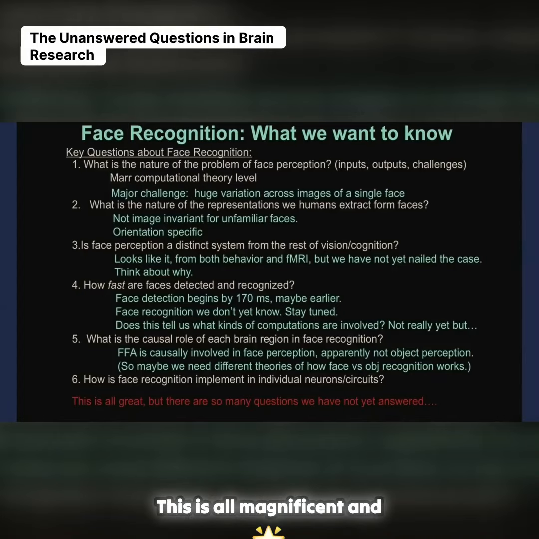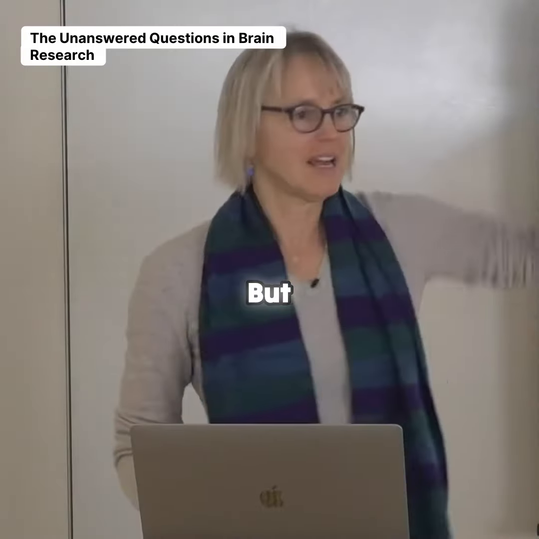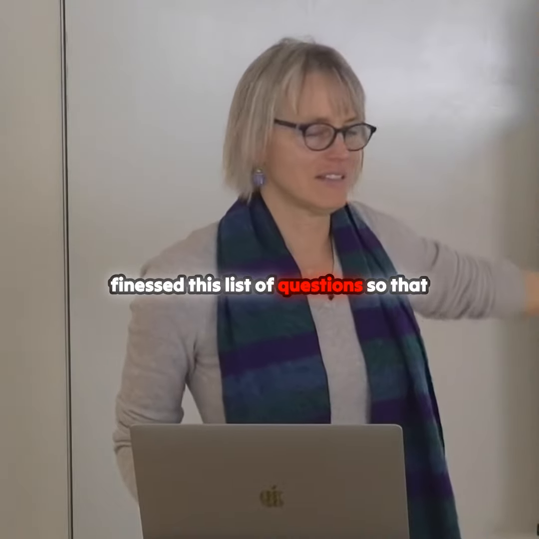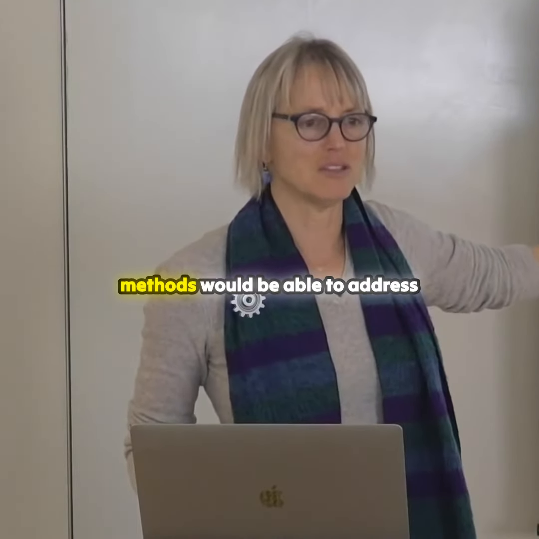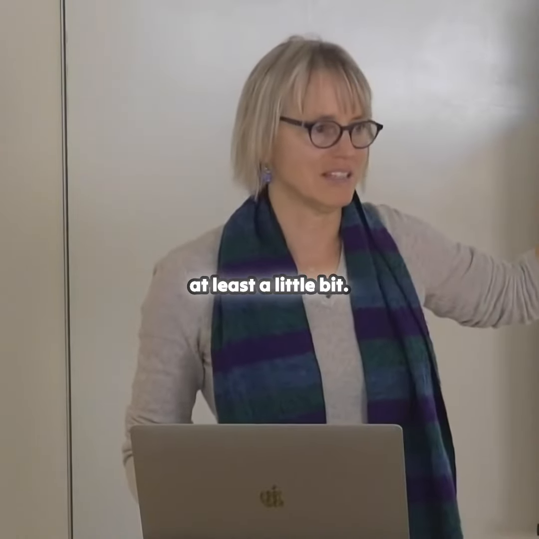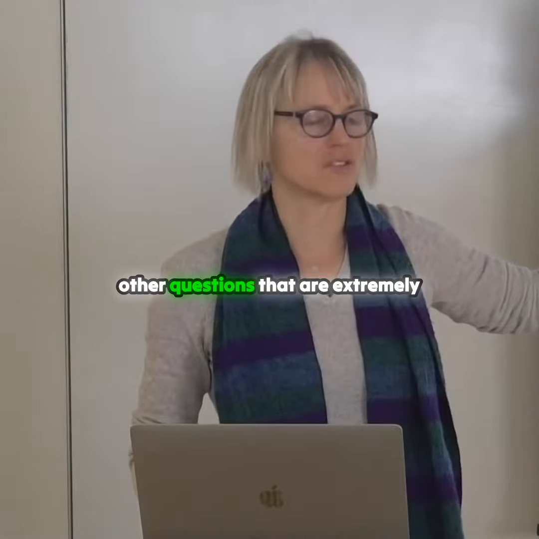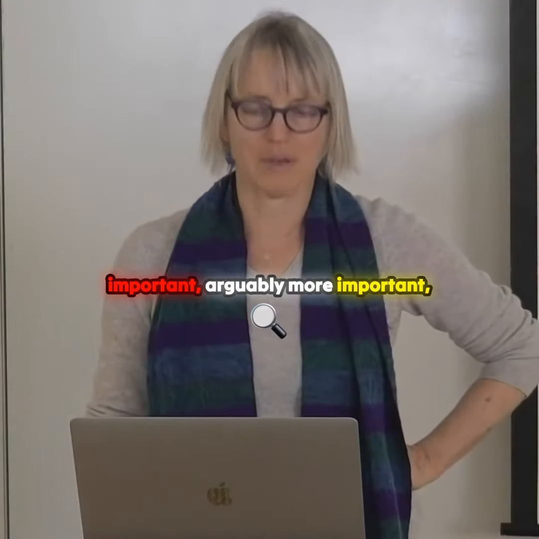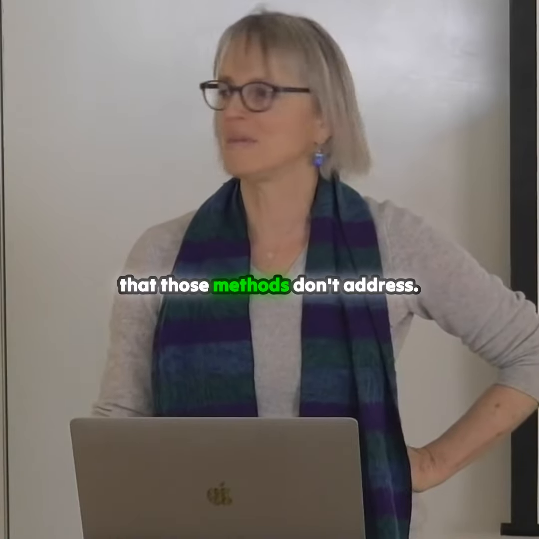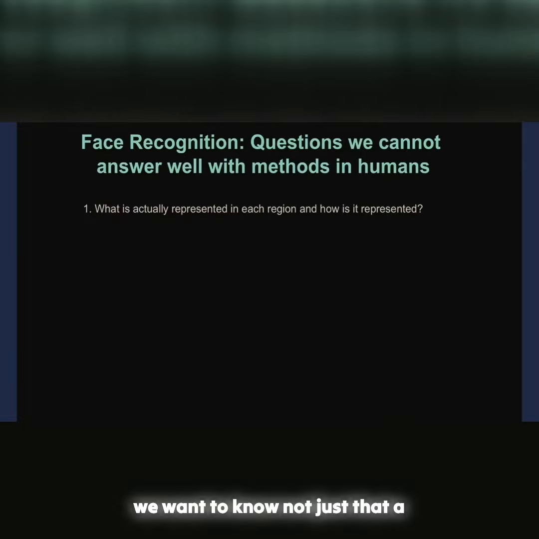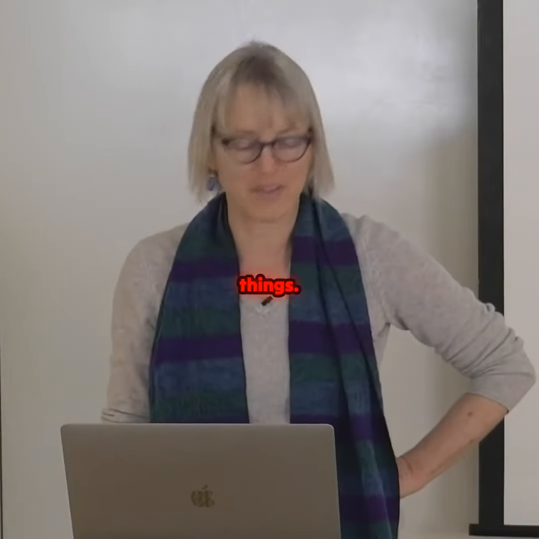This is all magnificent and wonderful, but I finessed this list of questions so that the methods would be able to address them at least a little bit. And I sneakily left off a whole suite of other questions that are extremely important, arguably more important, that those methods don't address. Okay? So we want to know not just that a region responds to faces, we want to know exactly what is represented in that region or other regions that respond to other things.